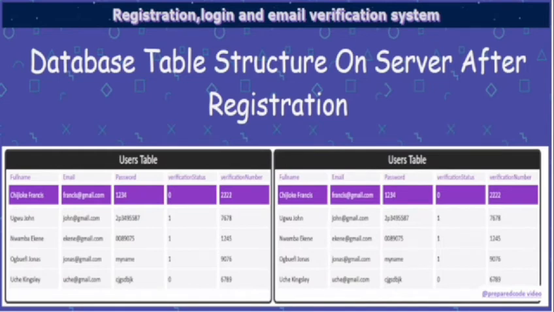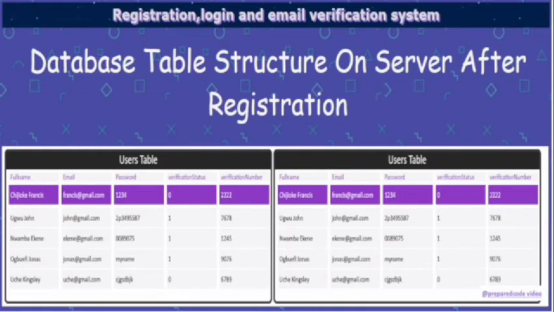Many other people already registered. Some have verified their account. You can see that the first three after Francis have already verified the account. The last is yet to verify his account. So now Francis has registered on this system successfully, after his information has been validated both on the client and the server, and is now stored on this database table.